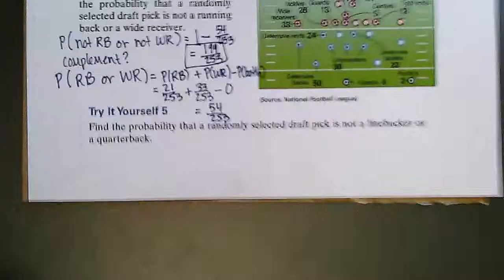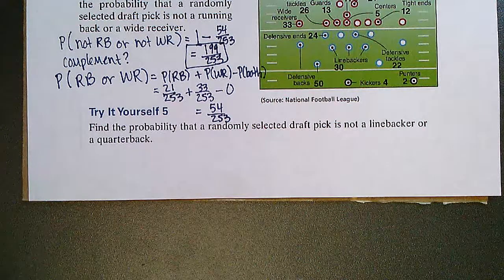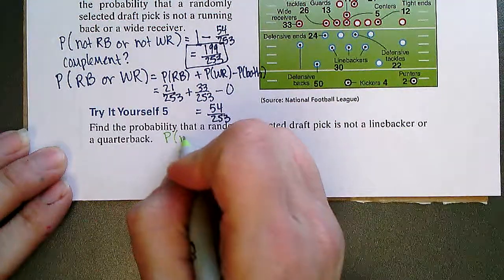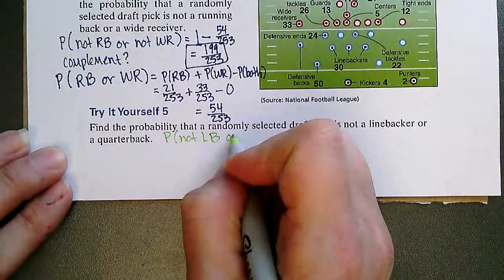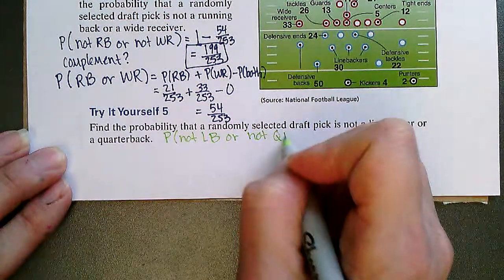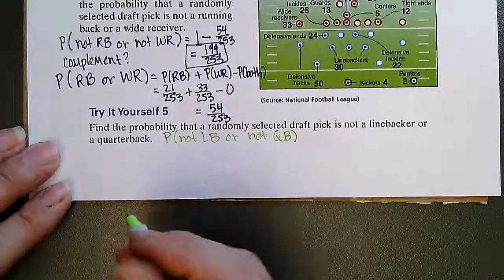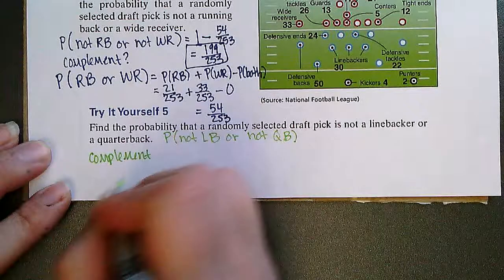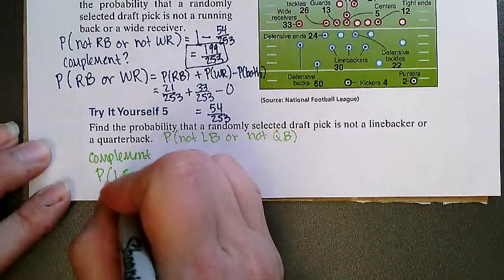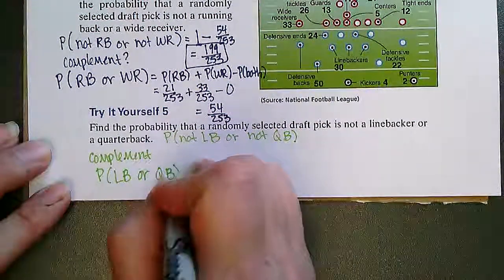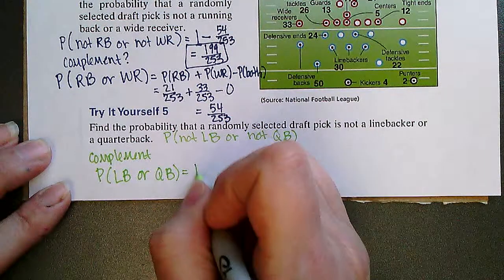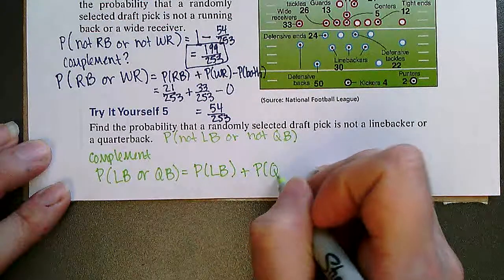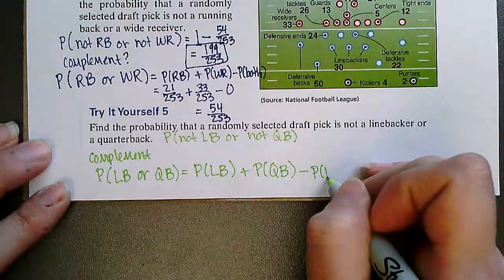Let's try that again. Find the probability that a randomly selected draft pick is not a linebacker or not a quarterback. So the complement would be the probability that that person is a linebacker or a quarterback. And since it's an or, we're adding. So the probability that they are a linebacker plus the probability that they are a quarterback minus the probability that they are both.